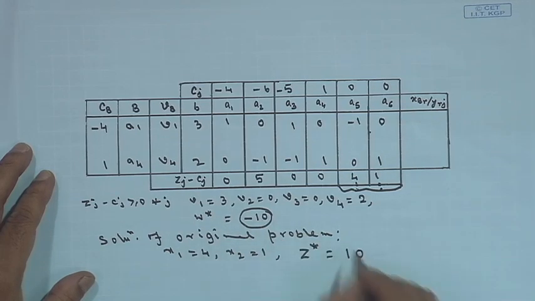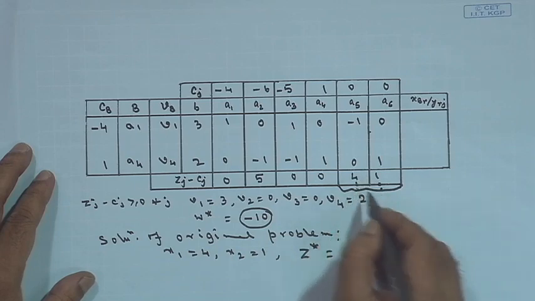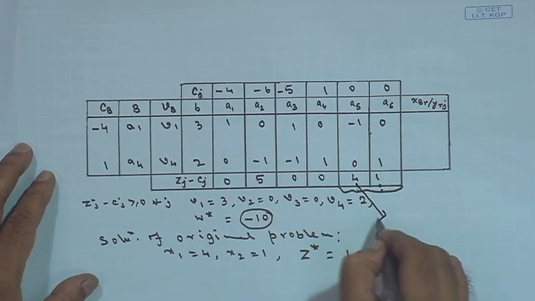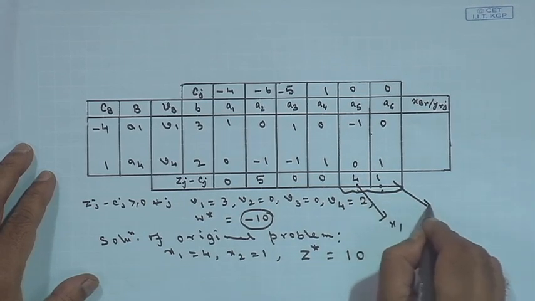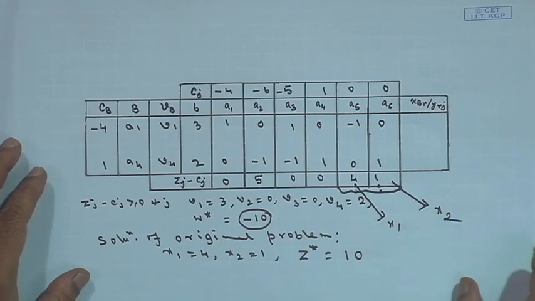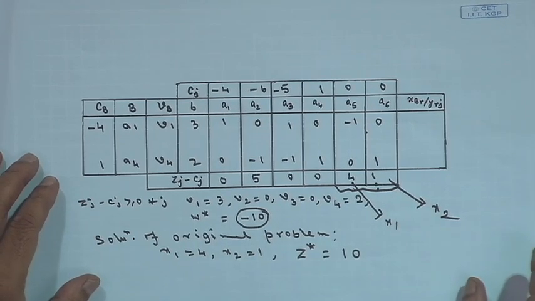and z star, since it is minimization of this, the value will be this. So please note that in the solution of the original problem, this will correspond to x1 and this will correspond to x2. By this way we can find out the solution of the problem. In the next class we will actually start the dual simplex method, because the method by which we have solved it is almost similar to your normal simplex method, but in dual simplex we have certain added advantages. That we will discuss in the next class.